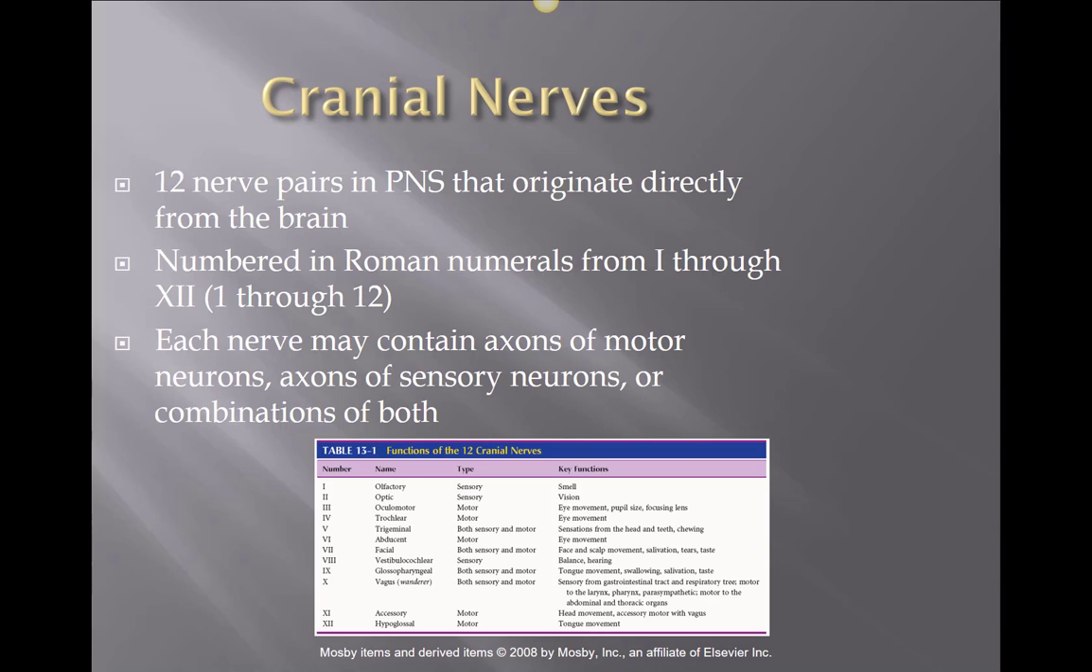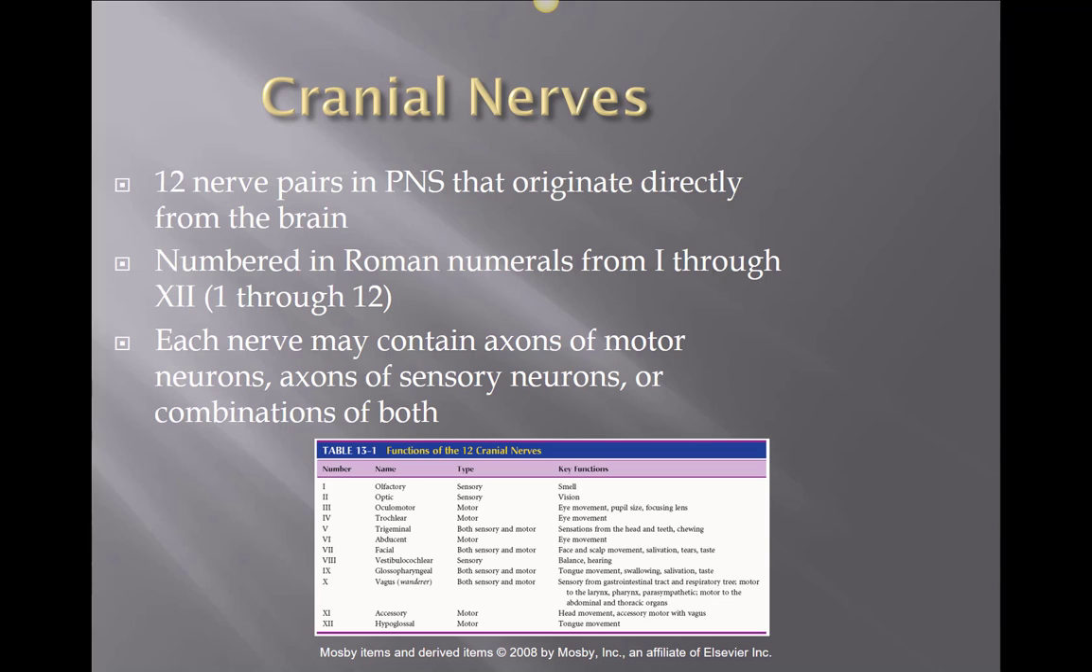We have some different sayings and mnemonics, and in the book there's a mnemonic on page 328, table 13-2, that goes: On old Olympus towering tops, a fine vocal German viewed some hops, or you'll hear me say, on old Olympus towering tops, a fat vested German viewed some hops. You can use either one. The O's on old Olympus mean olfactory, optic, and oculomotor. Towering tops is trochlear and trigeminal. A is for abducens.